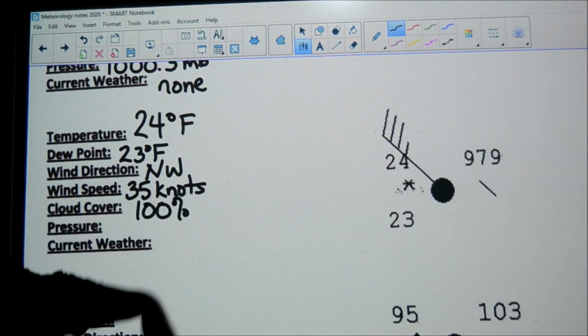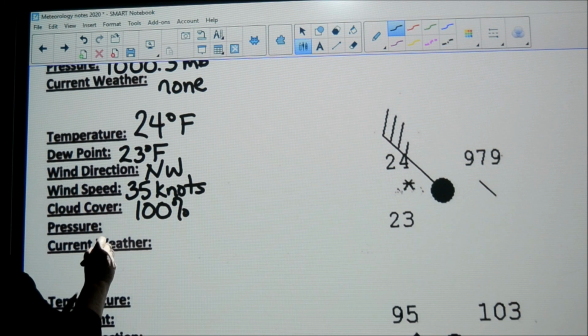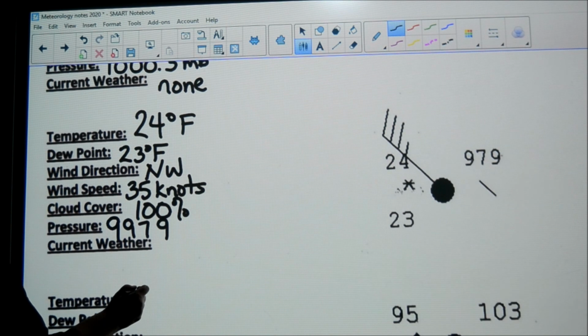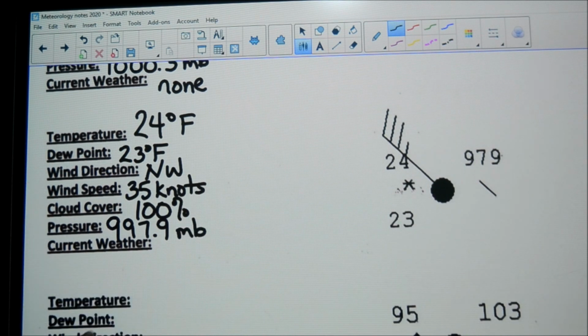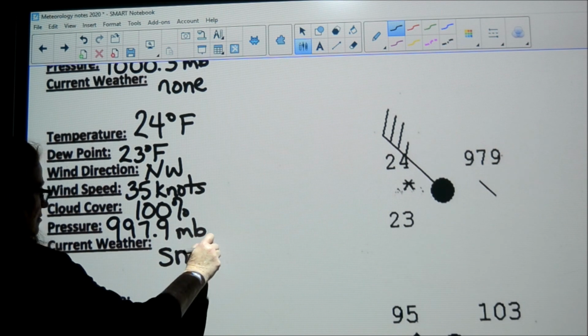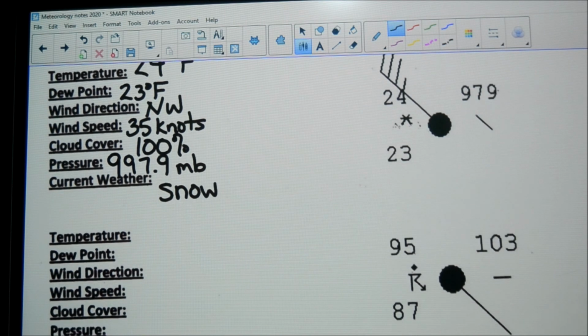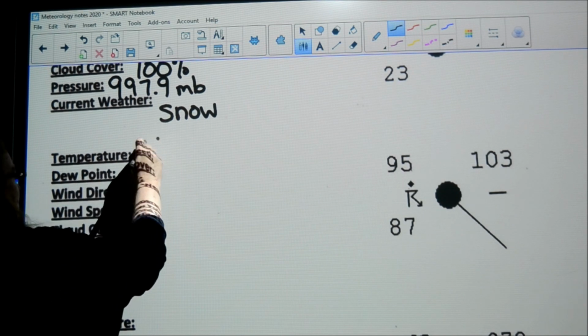My pressure, 979, so first digits between a 5 and a 9, add a 9. So 9, 9, 7, 9, decimal between the last 2 digits, becomes 997.9, add millibars. And my current weather is snow, which makes sense looking at the temperature. Next one. My temperature is 95 degrees Fahrenheit.